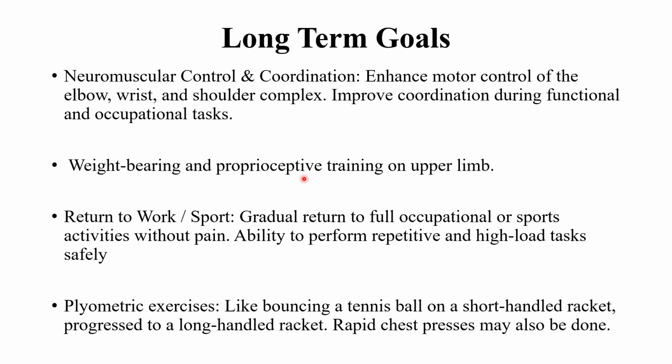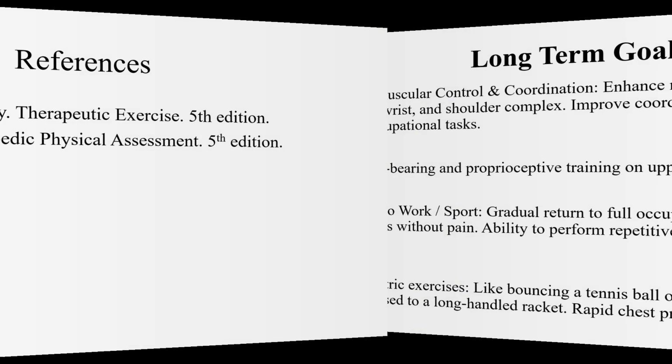Moreover, if the person has returned to work or sport, based on whatever the person's occupation is, you need to train the person accordingly and make sure that he or she is fit to go back to their work. At the same time, you can also introduce some amount of high intensity plyometric exercises, like bouncing a tennis ball using a short handled racket, later a long handled racket, and chest presses, etc. So that later when they're subjected to any kind of repetitive movements or lifting, or playing techniques if they are into any kind of sports, they do not re-injure and come back with another episode of golfer's or tennis elbow, as the case may be.